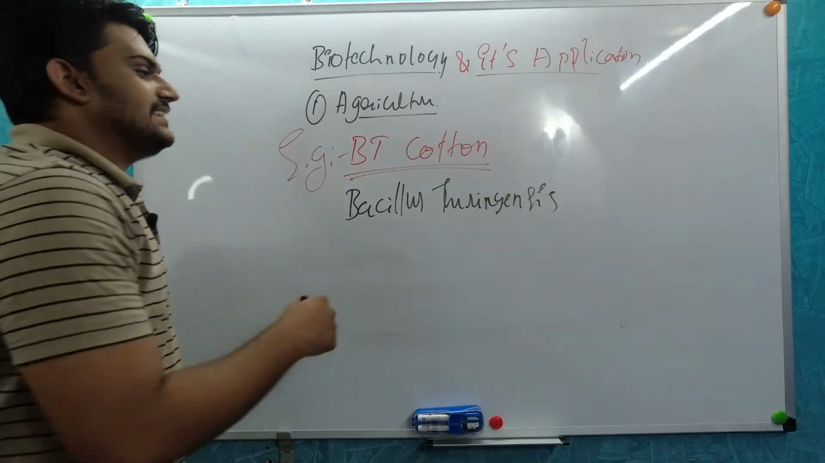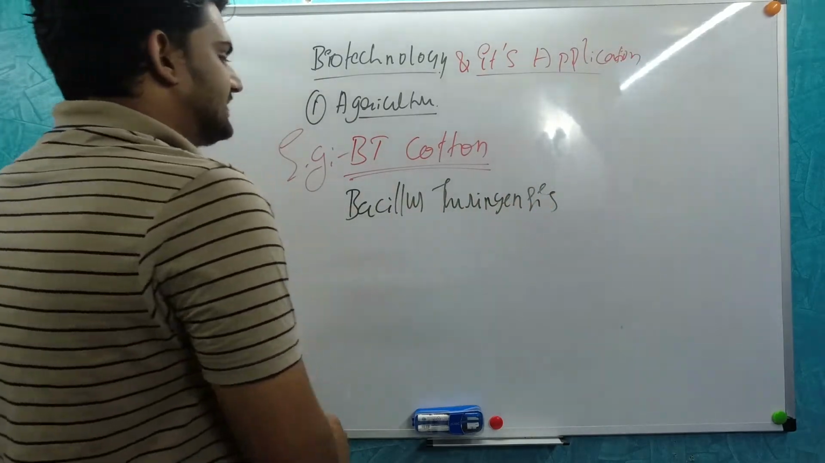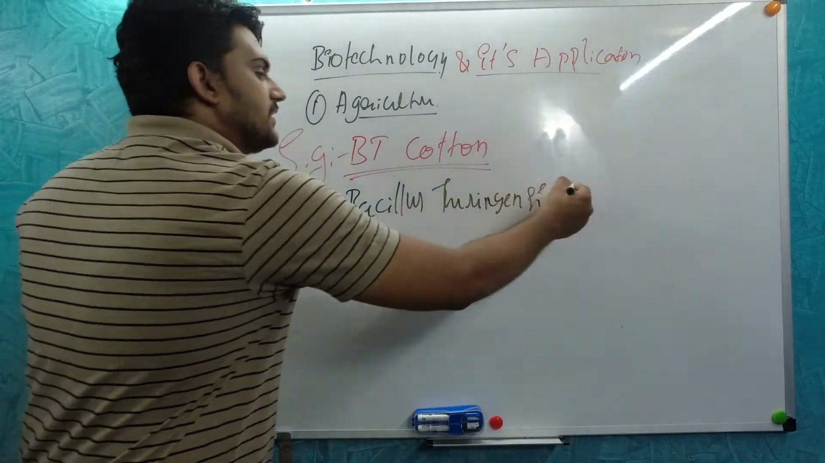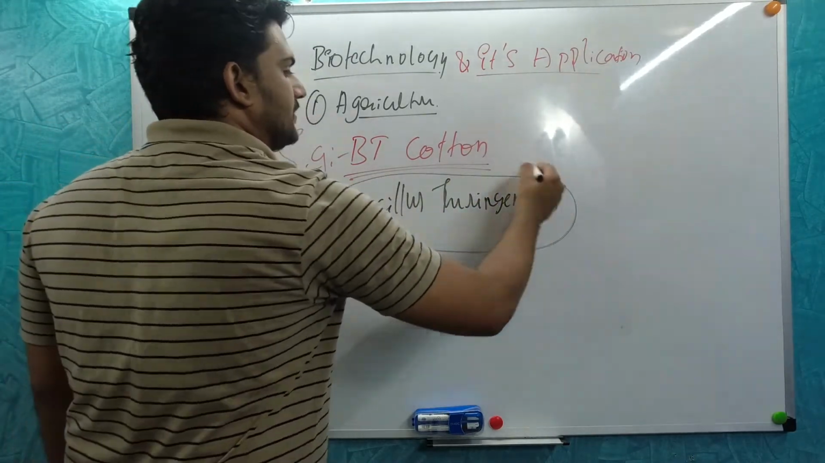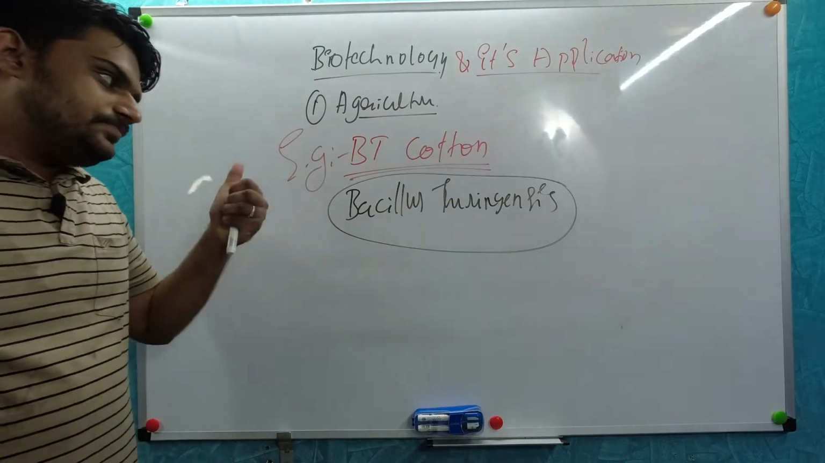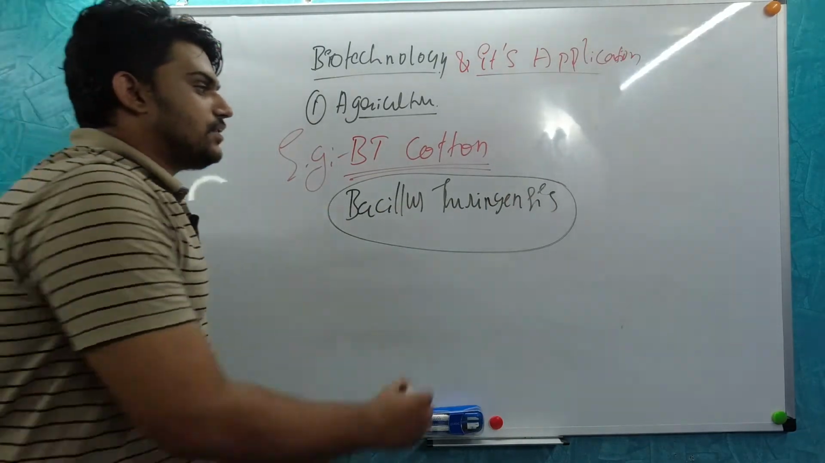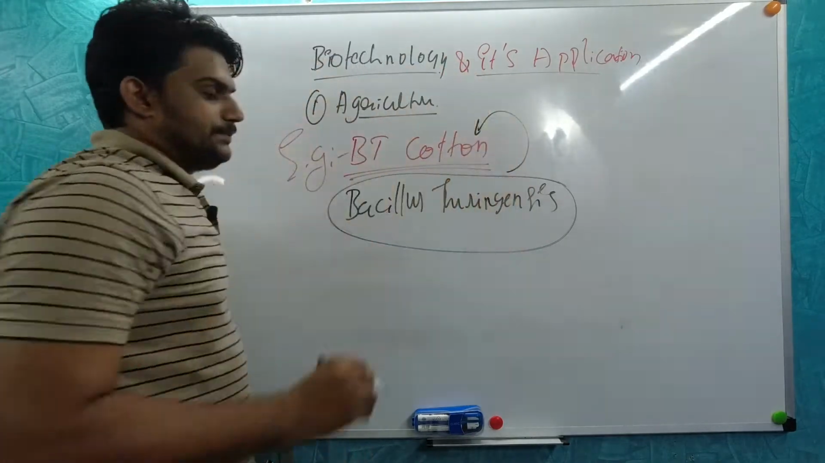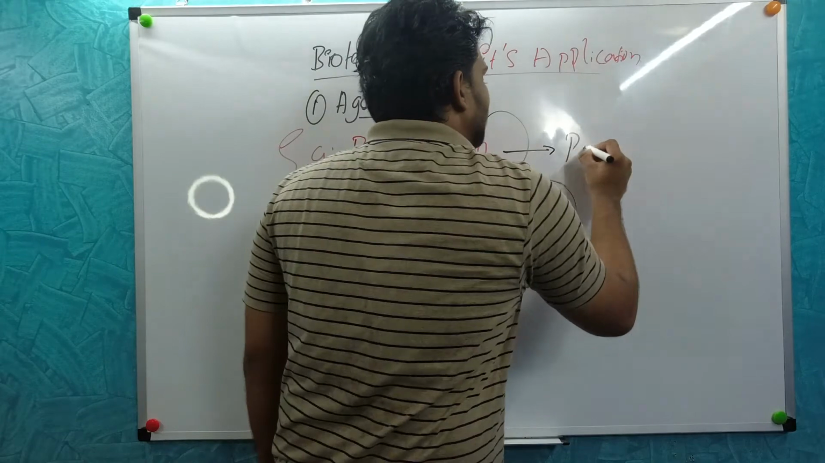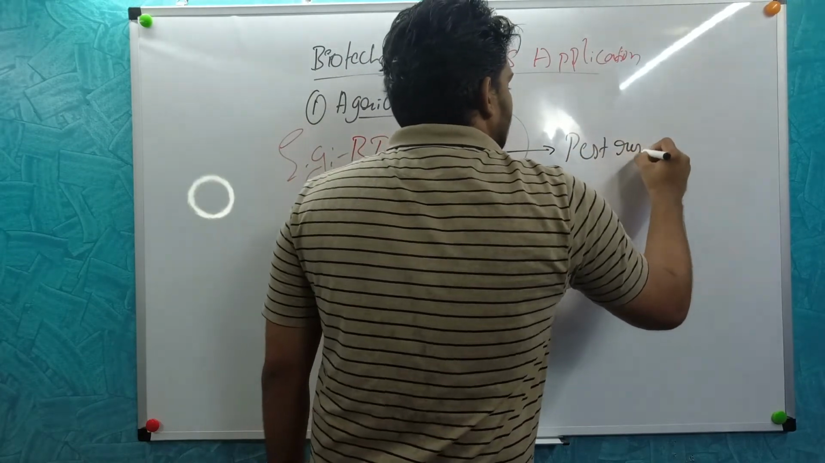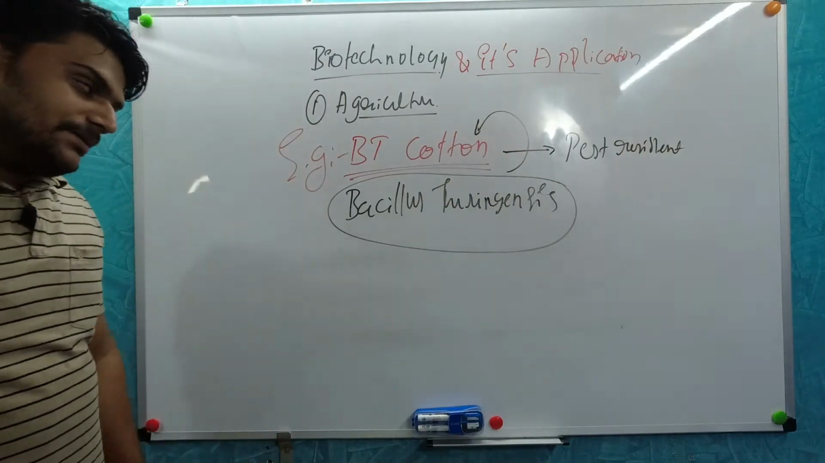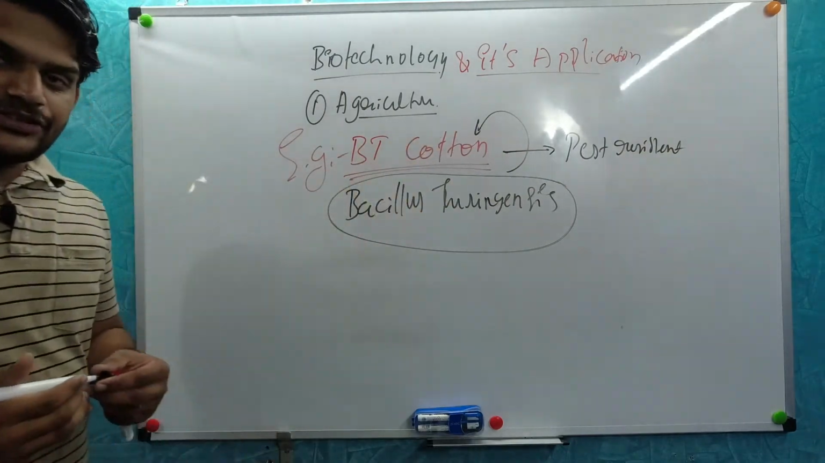Thuringiensis. So this bacterium's particular gene has been inoculated into the cotton plant. Why? For the purpose of pest resistance, to make them pest resistant. Remember that, to make them pest resistant.